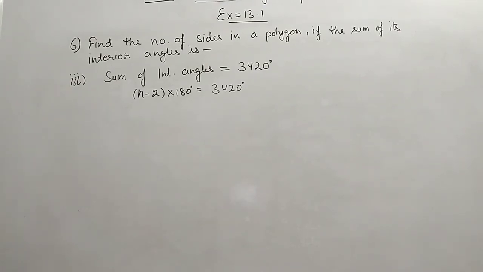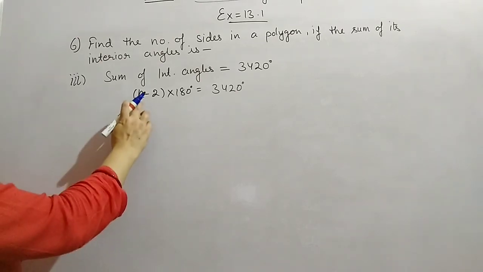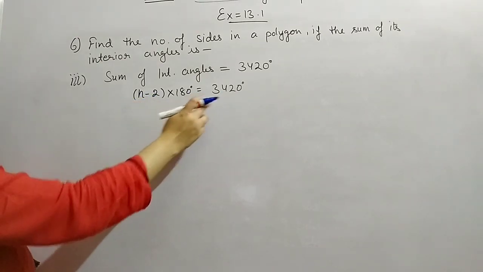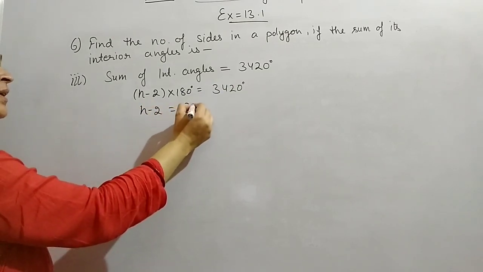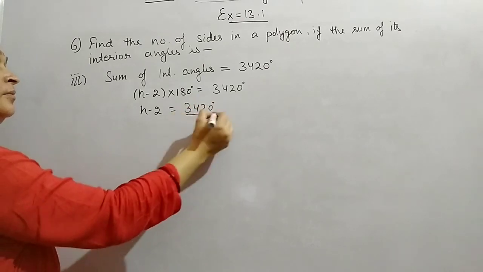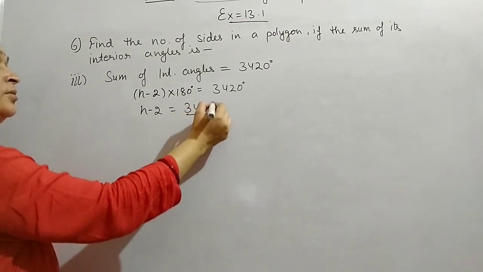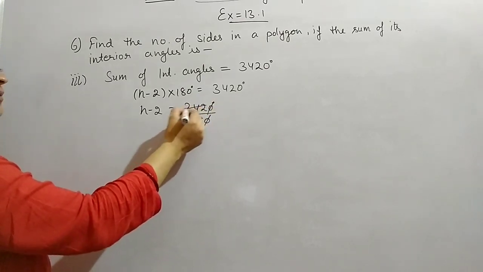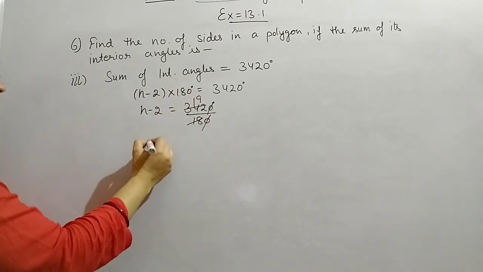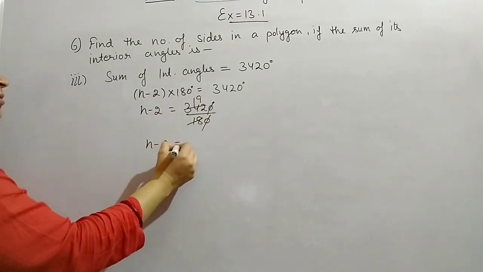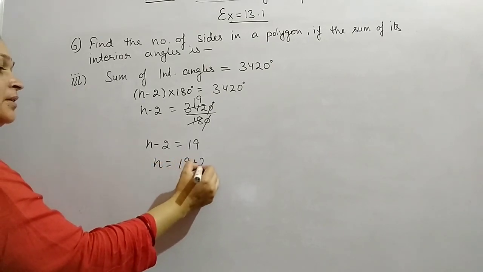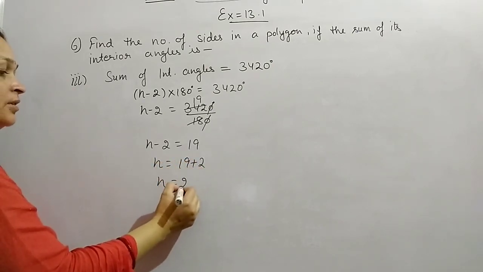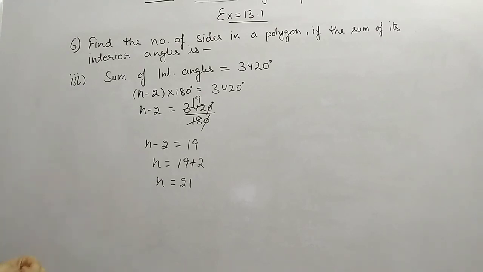Third part, the sum of all interior angles is given as 3420. So we will apply the formula, n minus 2 into 180 equal to 3420. Shift 180 to the other side, so it is 3420 by 180. 0 to 0 we can cancel, and 18 times 19 is 342. So n minus 2 is equal to 19. The n value will be 19 plus 2, 21. So the number of sides here is 21.